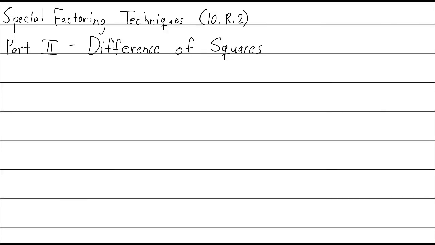Okay, for part 2 of this section, we're going to focus on difference of squares. When you see the word difference, remember that just means subtraction. So when you see difference of squares, we're referring to something squared minus something squared. Anything that can be written that way can be factored as the first thing plus the second thing, the first thing minus the second thing.